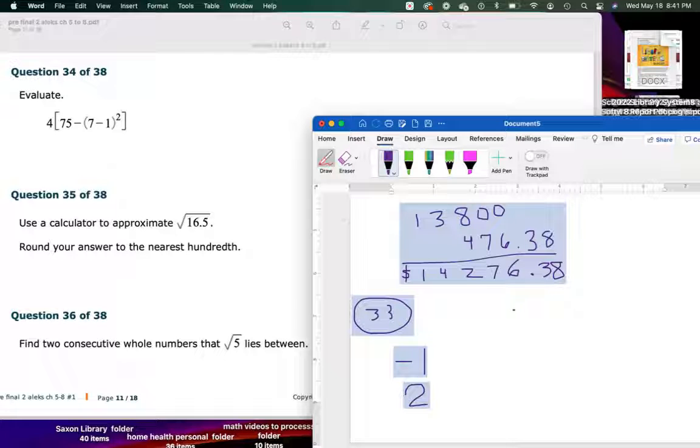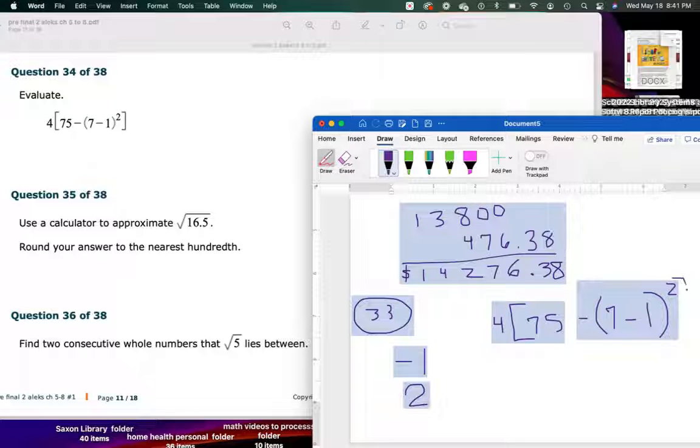Question 34. We have 4 times 75 minus 7 minus 1 squared. Okay, 7 minus 1 is 6. 6 squared is 36. So remember that order of operations, this parenthesis, everything in here, this is one big parenthesis here. Everything in here happens before we do this last thing, this last multiplication.